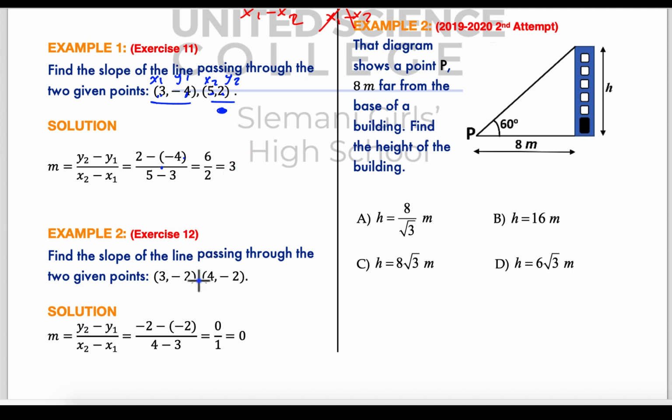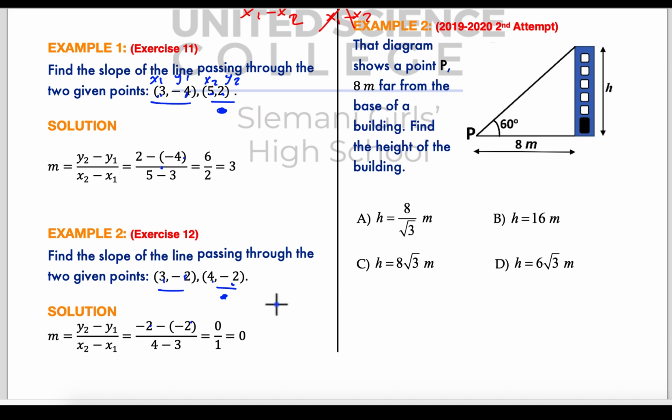Another question, another exercise question. 2 points are given. Pick a point to start with. I will start with this point. Negative 2 minus negative 2 divided by 4 minus 3. y2 minus y1 divided by x2 minus x1, which is 0 over 1. That's gonna be 0. So this is a way.